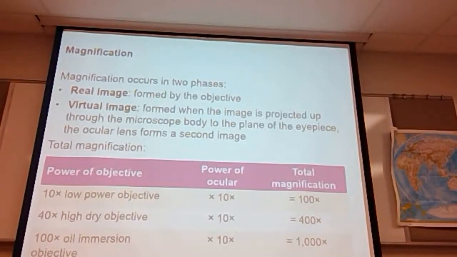The microscopes we have in our lab for microbiology contain a 100x oil immersion objective. That is an objective that magnifies the item 100 times, but it also requires the use of an immersion oil, which we will talk about in lab a little bit later. And then you take the power of the objective, and if you multiply 100 times 10, you get a total magnification of 1,000.